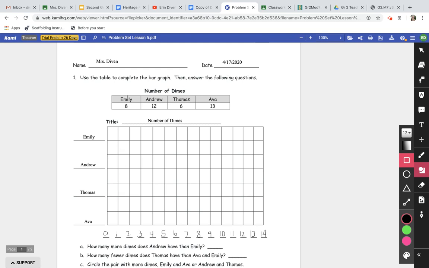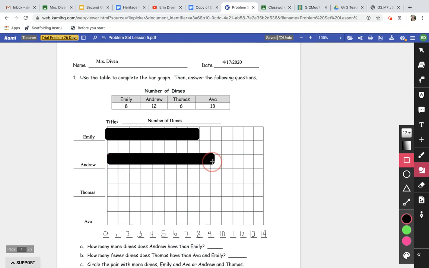So it says the number of dimes Emily has is going to be 8. So this is going to be a horizontal bar graph. I'm going to start at 0, and I am going to drag this 0 all the way until I get to 8. Okay, next we're going to do Andrew. Andrew's got 12 dimes. So I'm going to start at 0 for Andrew, and I'm going to drag this all the way until I get to 12.